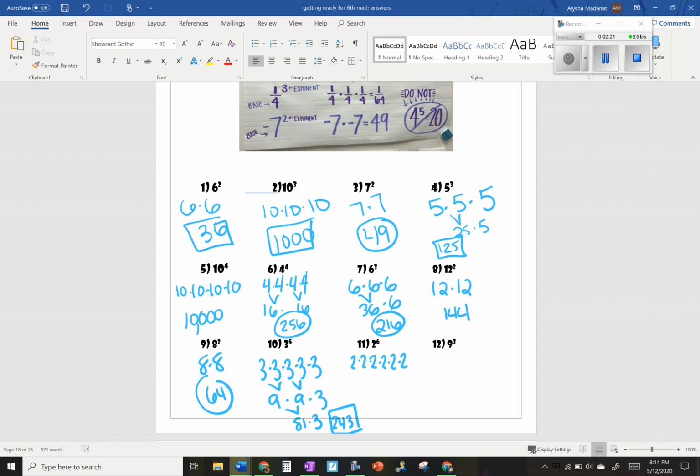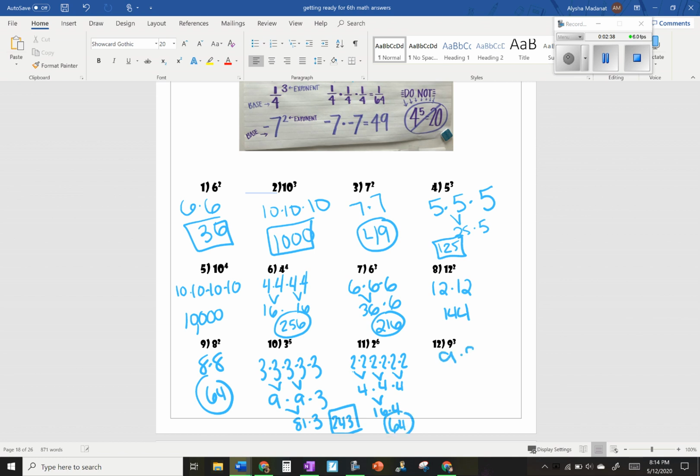2 to the 6th power is going to be 2 times 2 times 2 times 2 times 2 times 2. I like to just double check that I wrote 6 of them. So 1, 2, 3, 4, 5, 6. Perfect. I'm going to group them into 2. So 4 times 4 times 4. So 4 times 4 is 16. You're going to times that one by 4. And then 16 times 4 would be 64.